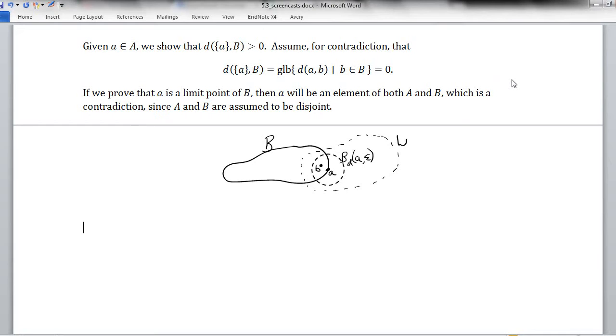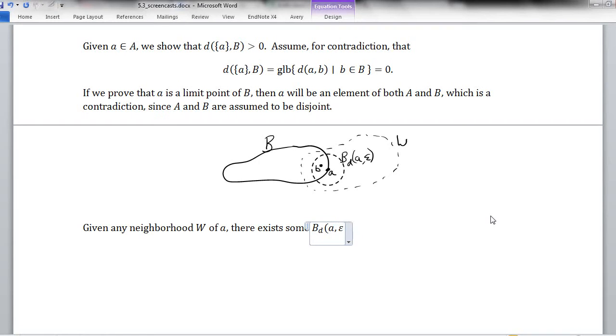Well, we're supposed to take any neighborhood of a. Right, so given any neighborhood, we'll call it W, of this point a. Well, we have a basis of open balls, right? That's the basis for this metric topology. And so by the local criterion for openness, we know that there exists some ball B_d centered at a of radius some epsilon, which is contained in that neighborhood W, which is depicted in this diagram here.